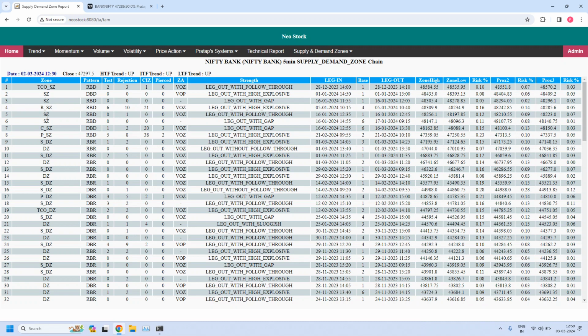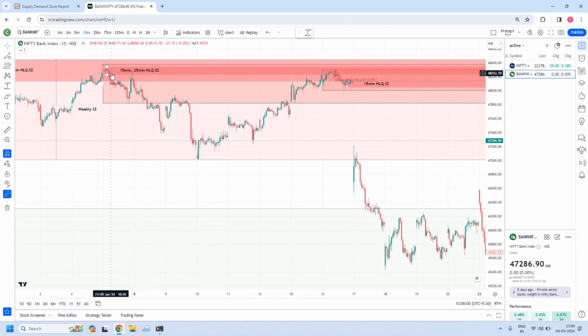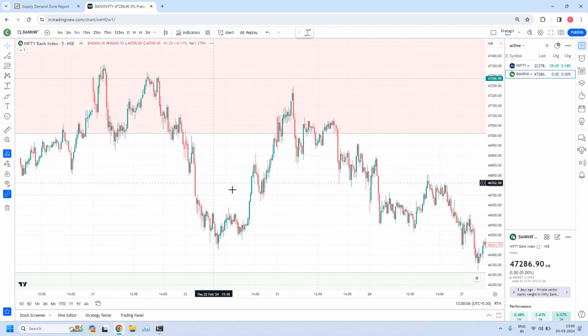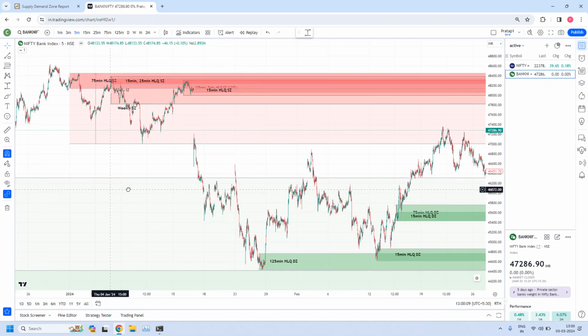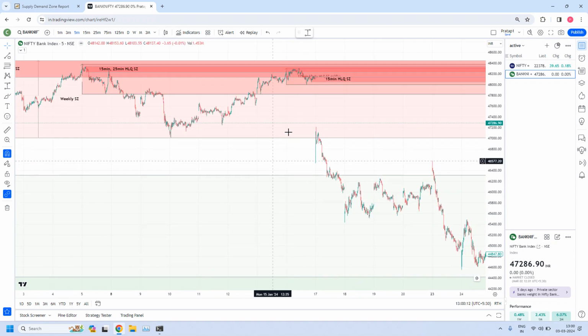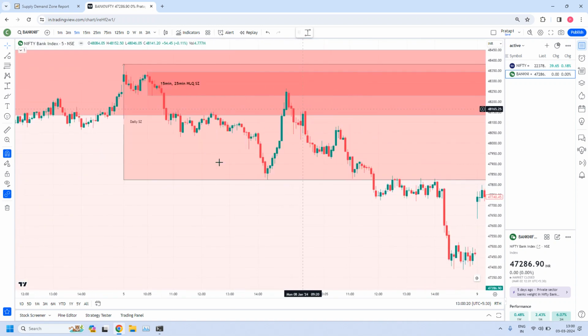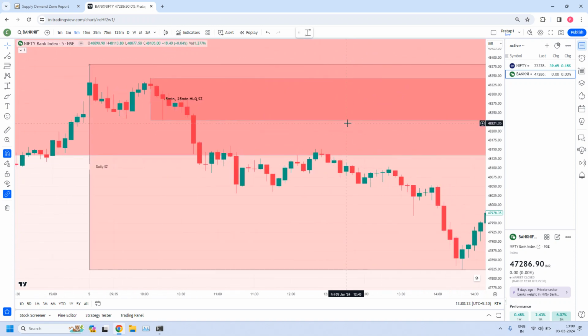So where is this high liquidity 5 minute supply zone? This is again the 5th January, 10:15, the high liquidity supply zone. We have already seen the 5th somewhere here, right? Yeah. So let me change the time frame to 5 minutes. This is 5th January here. It is within this 15 minutes and 25 minutes area only.